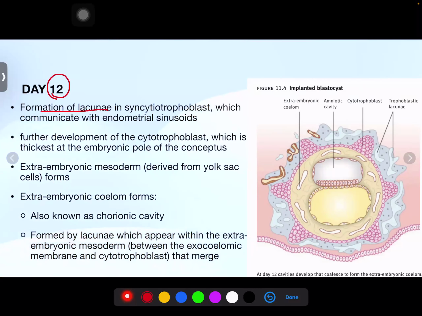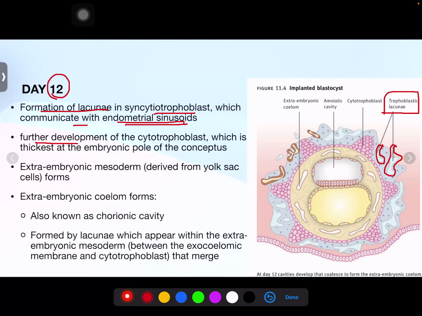The lacunae in the syncytial trophoblast, which we discussed previously, communicate with the endometrial sinusoids. If you see these, the trophoblastic lacunae are also combining and forming larger lacunae, and then they communicate with the endometrial sinusoids. The endometrial blood vessels actually invade into them, and then basically the pathway of uteroplacental blood exchange is formed.